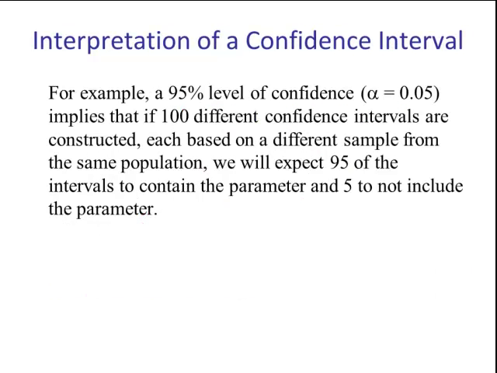For example, a 95% level of confidence, alpha equal 0.05, implies that if 100 different confidence intervals were constructed, each based on a different sample from the same population, we would expect 95 of the intervals to contain the parameter and 5 not to contain the parameter.